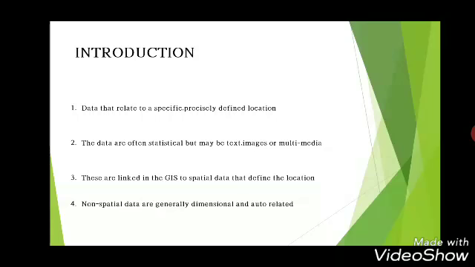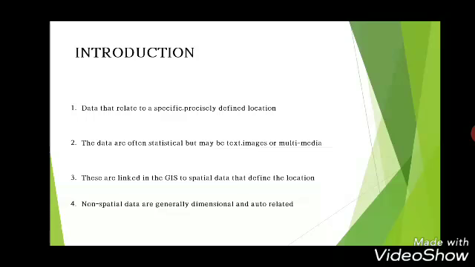So let us throw some light on the introduction. So what is non-spatial data? Data that relate to a specific, precisely defined location, or we can say the data which are often statistical but maybe text, image or multimedia. Like it can be represented in text, image and also in multimedia. But these are linked in the GIS to spatial data that define the location. Like whenever we used to find a location, we have to use this.